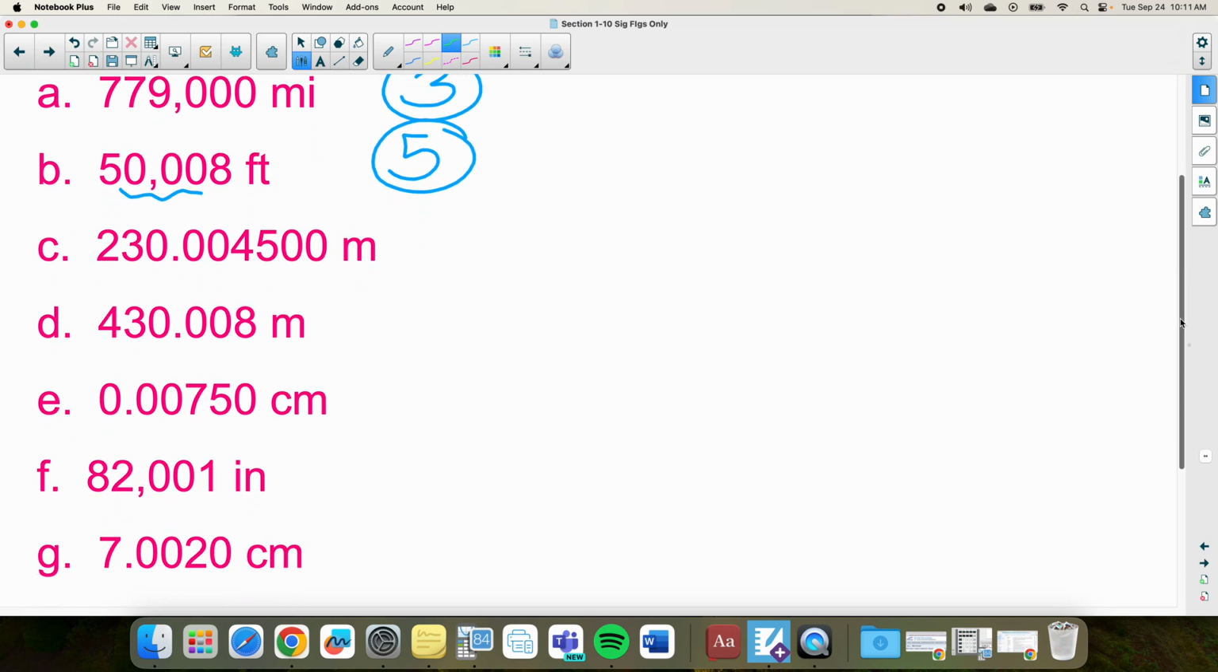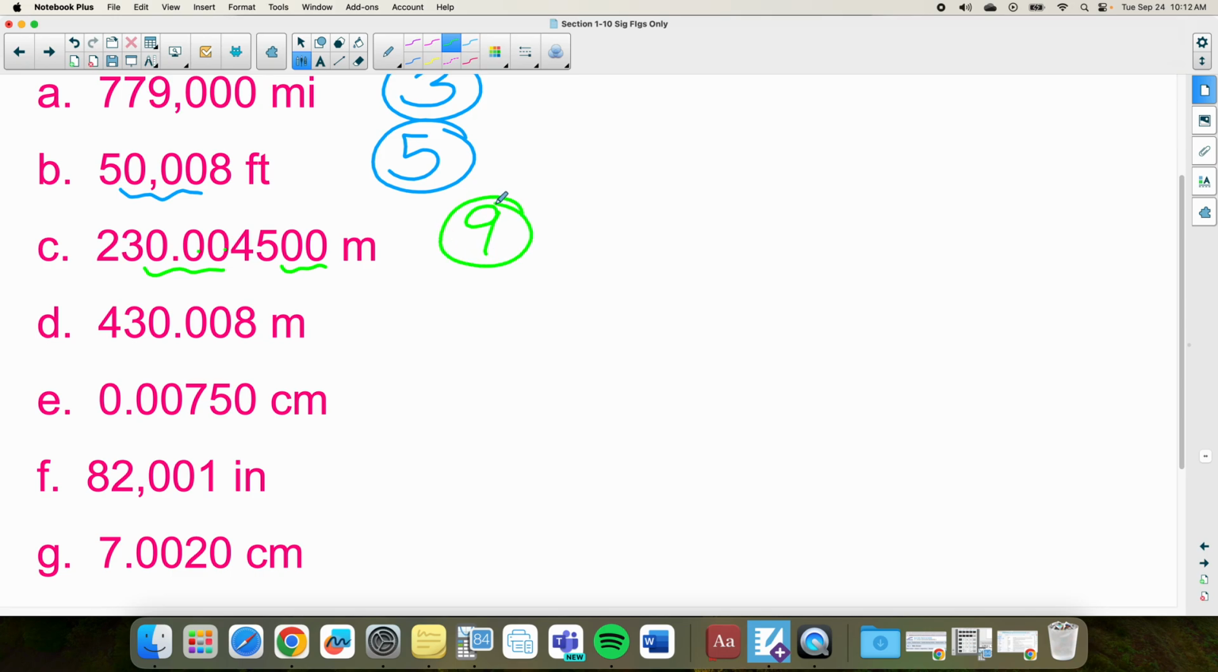Okay. Let's look down at C. We have kind of 2 different scenarios going on. What about those 3? Do we count them? Yeah, because they're in between 2 non-zeros. Do we count these 2? Yes, because they're trailing zeros. There's zeros after a non-zero number in a decimal. So you do count those. So we're going to count everything. 1, 2, 3, 4, 5, 6, 7, 8, 9.